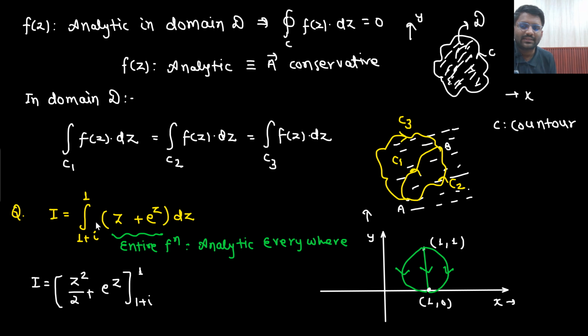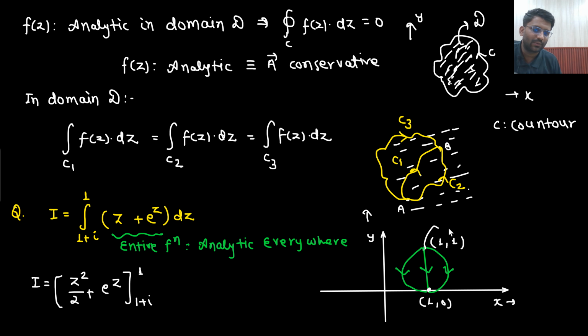Now the question would be: Sir, you are calculating the integral, you should give the path. Why did they not give the path? They did not give the path because the path is not a matter of concern. No matter whichever path you take, this path, this path, this path, you will always get the same result. Why will you get the same result? Because it is an analytic function everywhere.